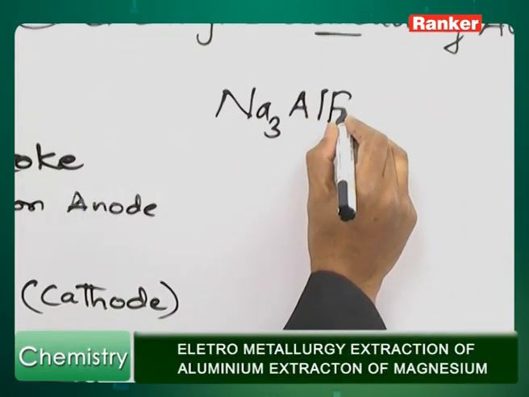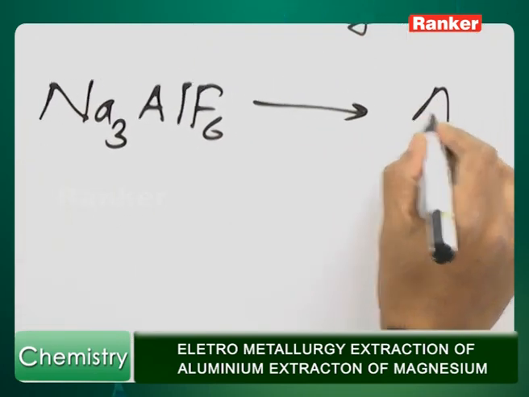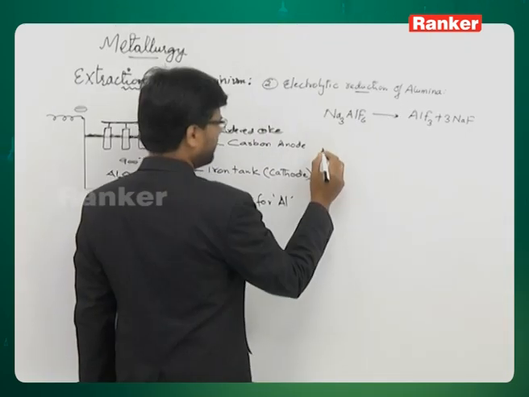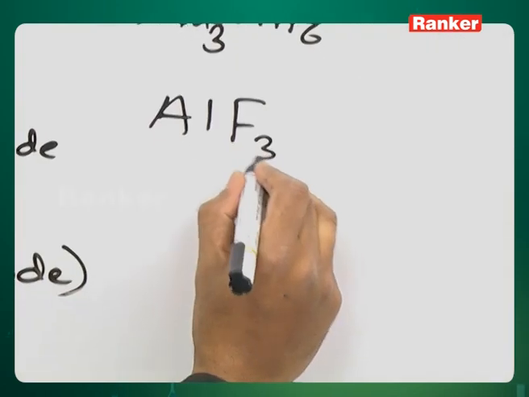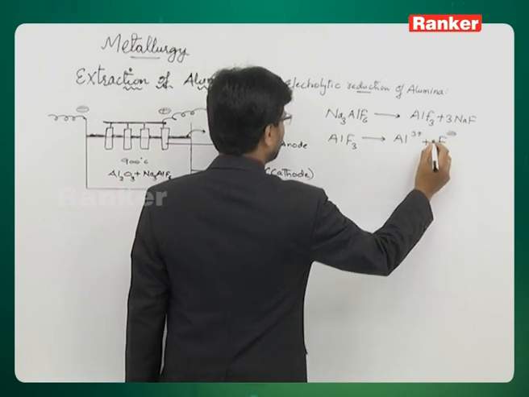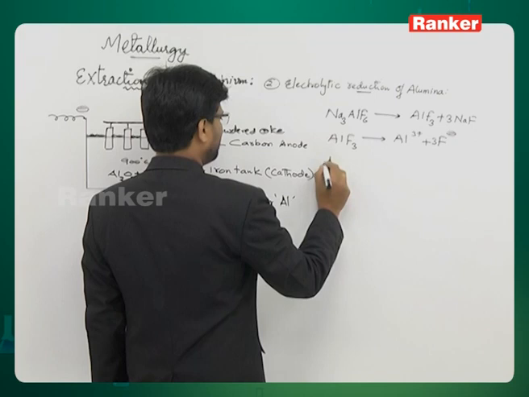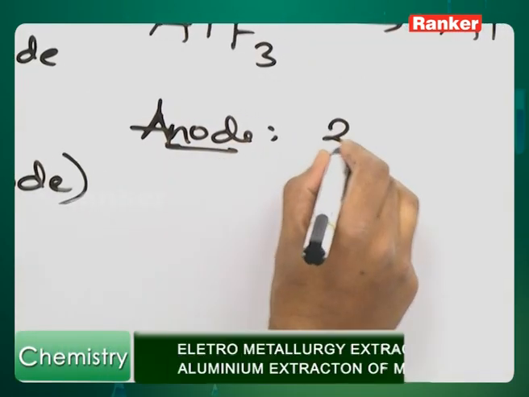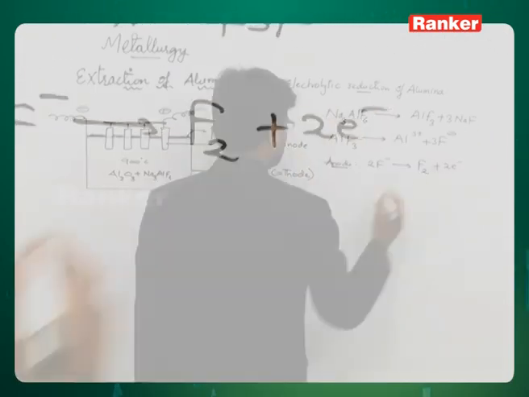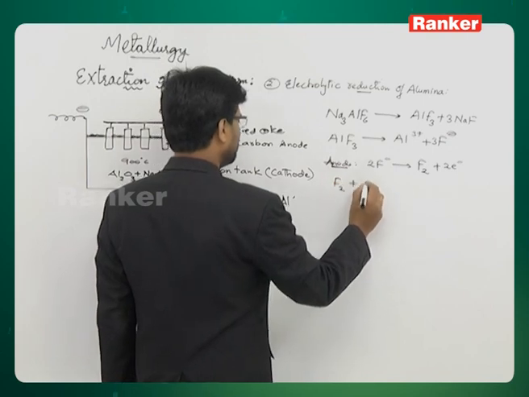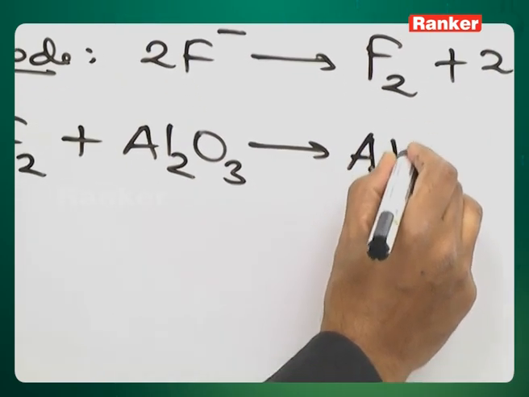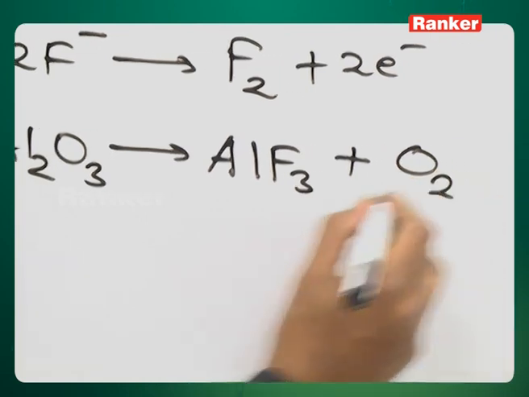Na3AlF6 breaks up into AlF3 and 3NaF. AlF3 then dissociates into Al3+ and F−. At anode, F− loses electrons, gets oxidized to fluorine, and this F2 will immediately combine with Al2O3 to regenerate AlF3, and O2 is given out.